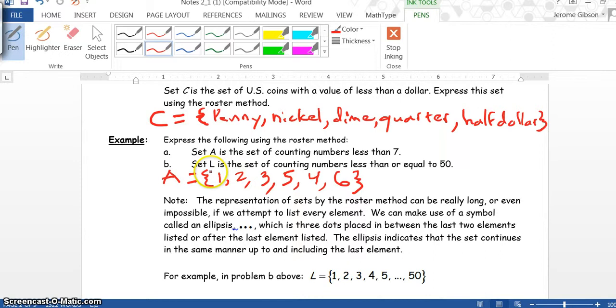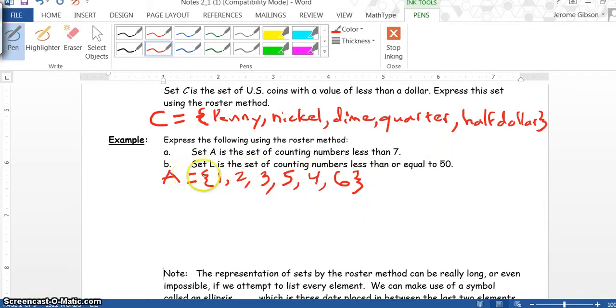Now we come here to B. It says set L is a set of counting numbers less than or equal to 50. So now let's list this. Now I needed to create some space here so I will have enough space to list these counting numbers up to 50. So I'm going to write it here starting with L is equal to the brace, and now we list all of the counting numbers up to and including 50.